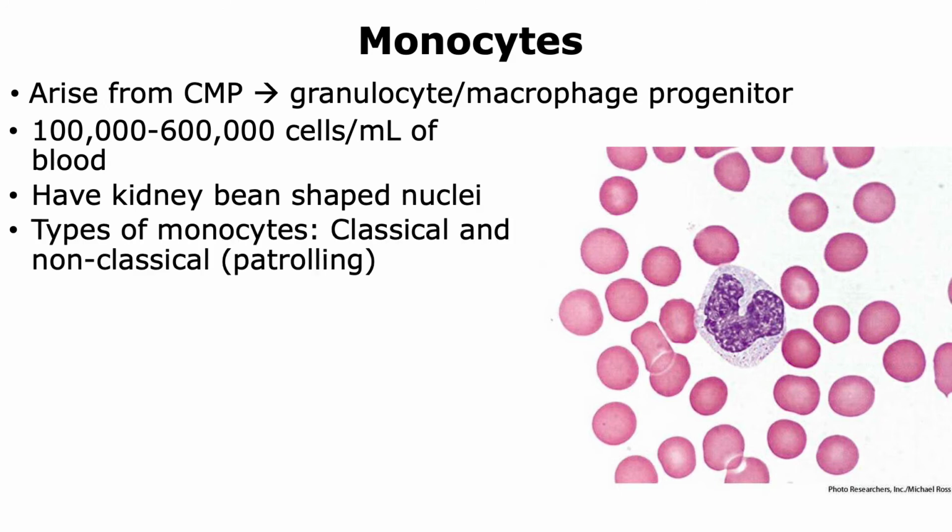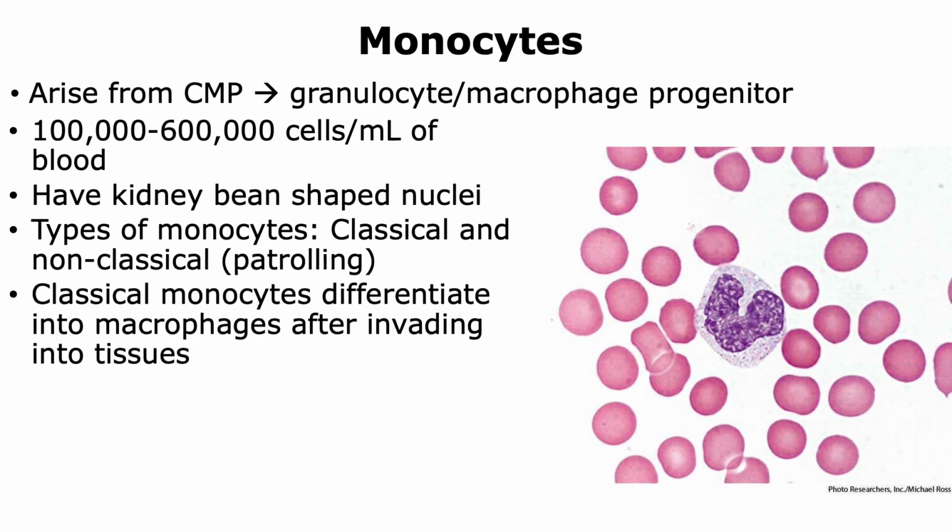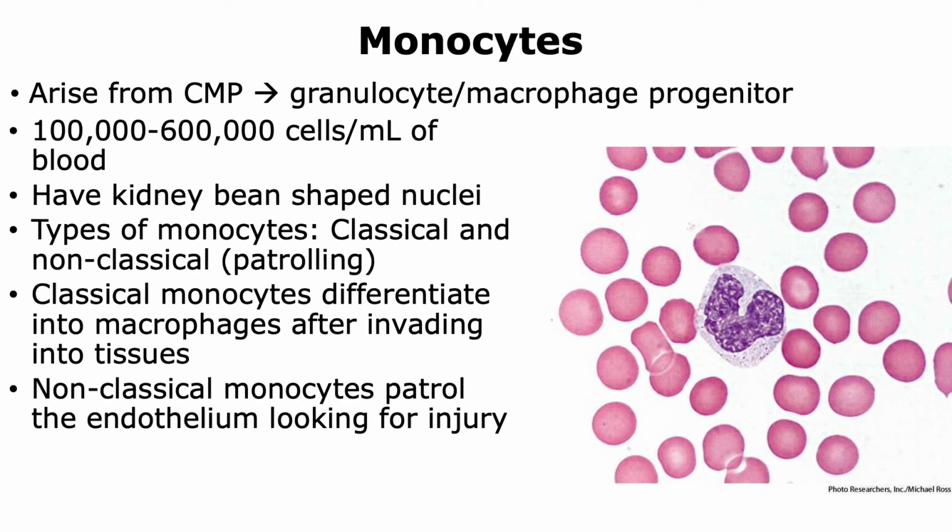There are two main types of monocytes, the classical and the non-classical. The classical monocytes differentiate into macrophages after they enter tissues. So monocytes are normally found in blood, but during an infection process, they can leave the blood and enter into tissues where they're going to differentiate to form macrophages. This is what classical monocytes do. Non-classical monocytes are monocytes that will patrol the endothelium, and that's why they're also called patrolling monocytes. In case you didn't know, endothelium basically means the walls of the blood vessels.